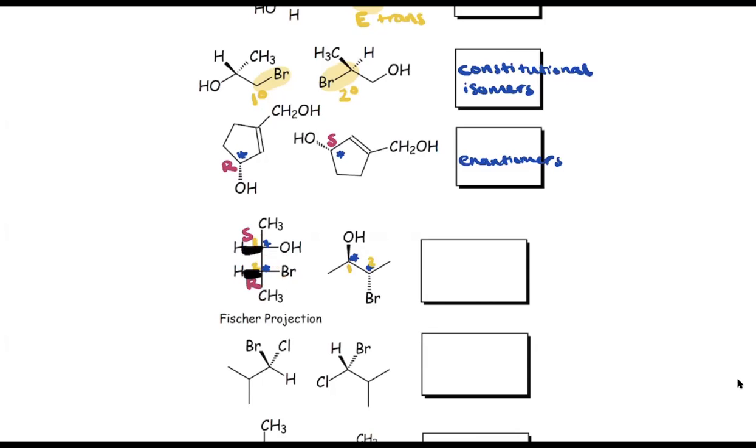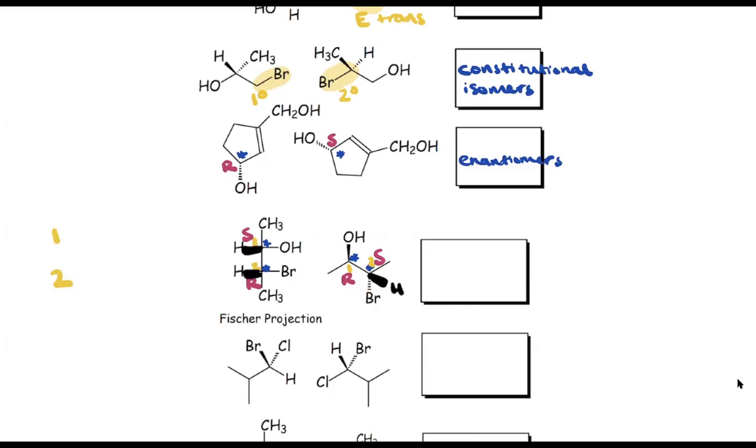Now for the second one, 1, 2, 3. And that's going to be R. And then for the second one, you have 1, 2, 3. It looks like it's going to be R, but you actually have to flip it because your implicit hydrogen is pointing forward. So it's actually going to be S. So here we have that carbon 1 versus carbon 2.